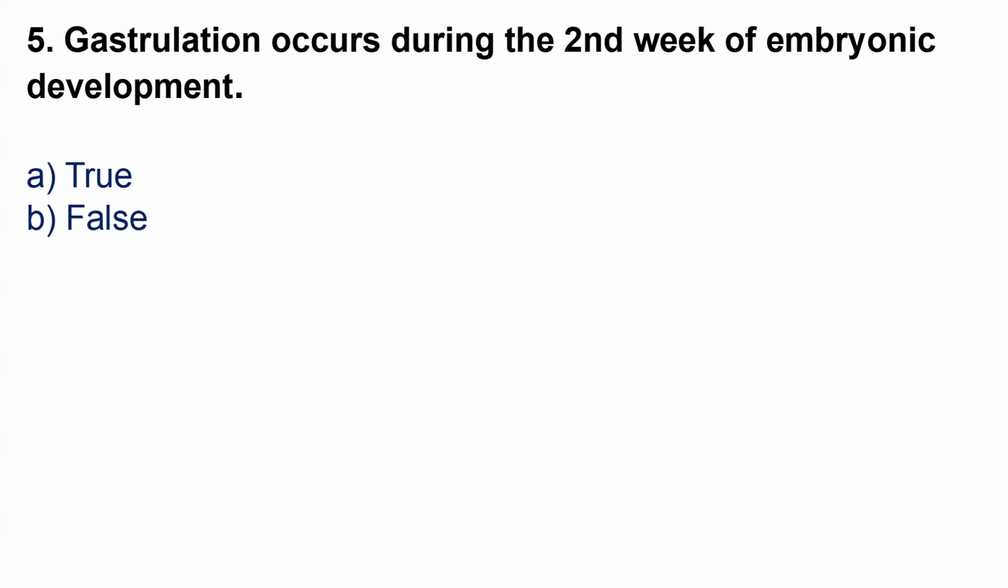Question 5. Gastrulation occurs during the second week of embryonic development. A. True, B. False. The answer is A. True.